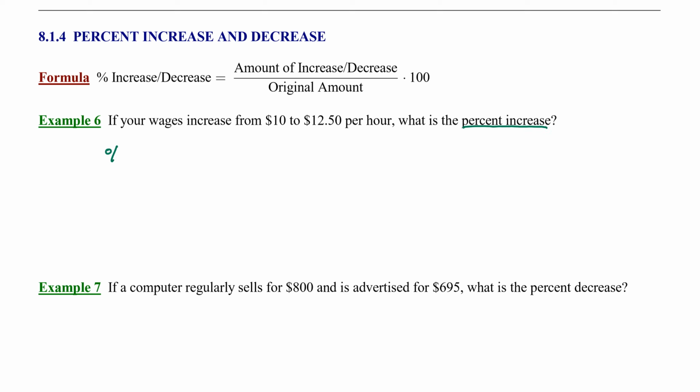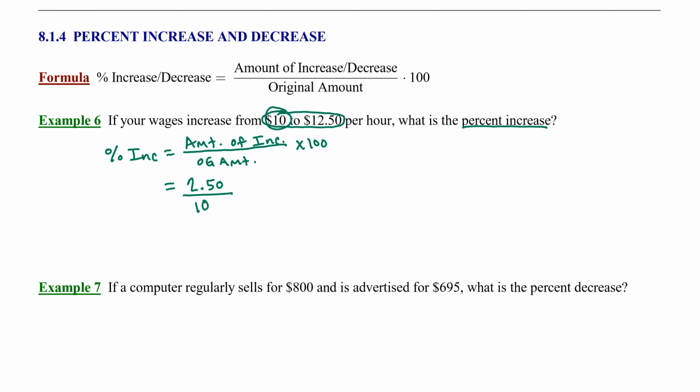Well, the percent increase in this case is going to be the amount of increase divided by the original amount times 100. So the amount of increase is the difference in these two values, which is clearly $2.50. The original amount is $10.